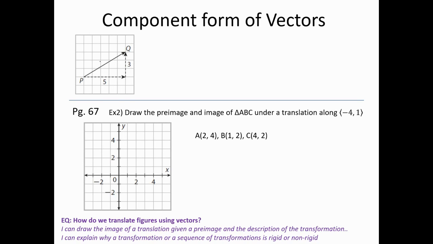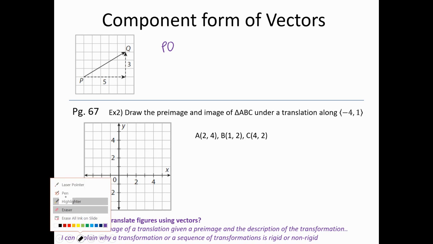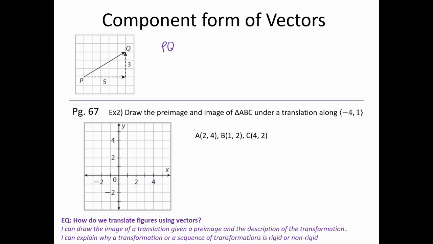So component form, we're going to talk about another way to write our vectors. So I can say this is vector PQ from P to Q, always following the direction of the vector from initial point to terminal point. So P to Q. And then I put my little vector symbol up here. There we go, vector PQ. But this is equivalent to writing it in component form.